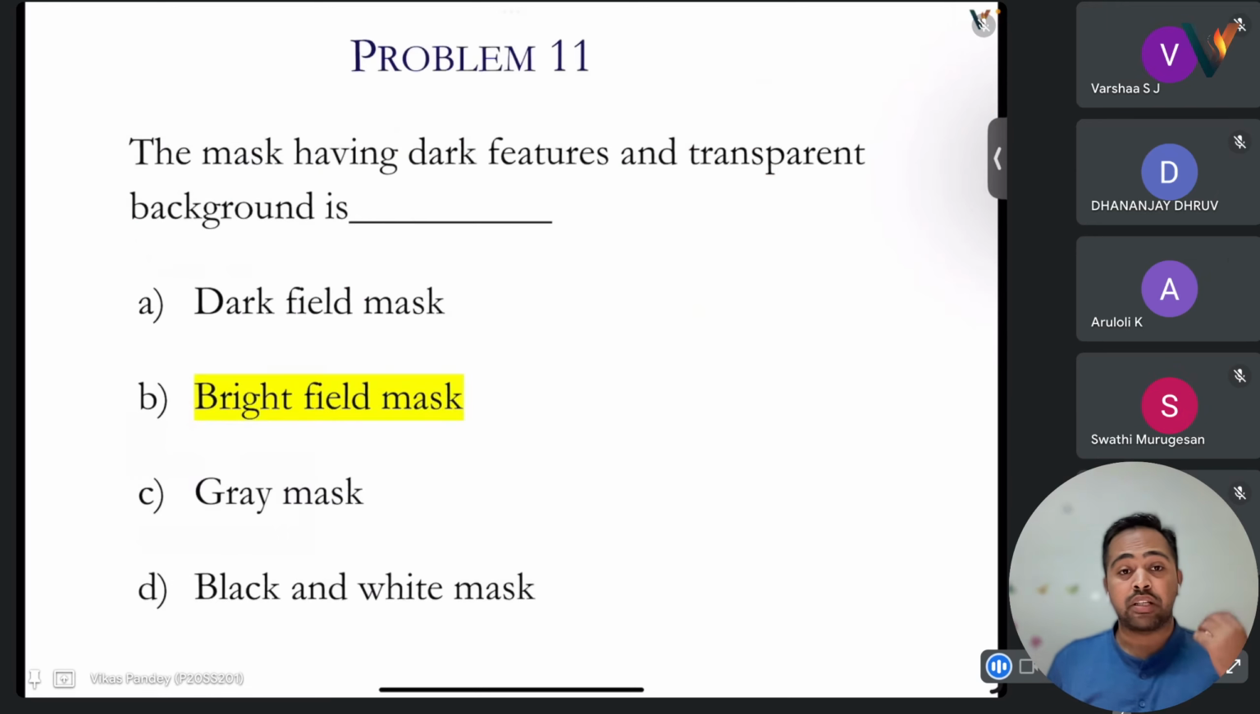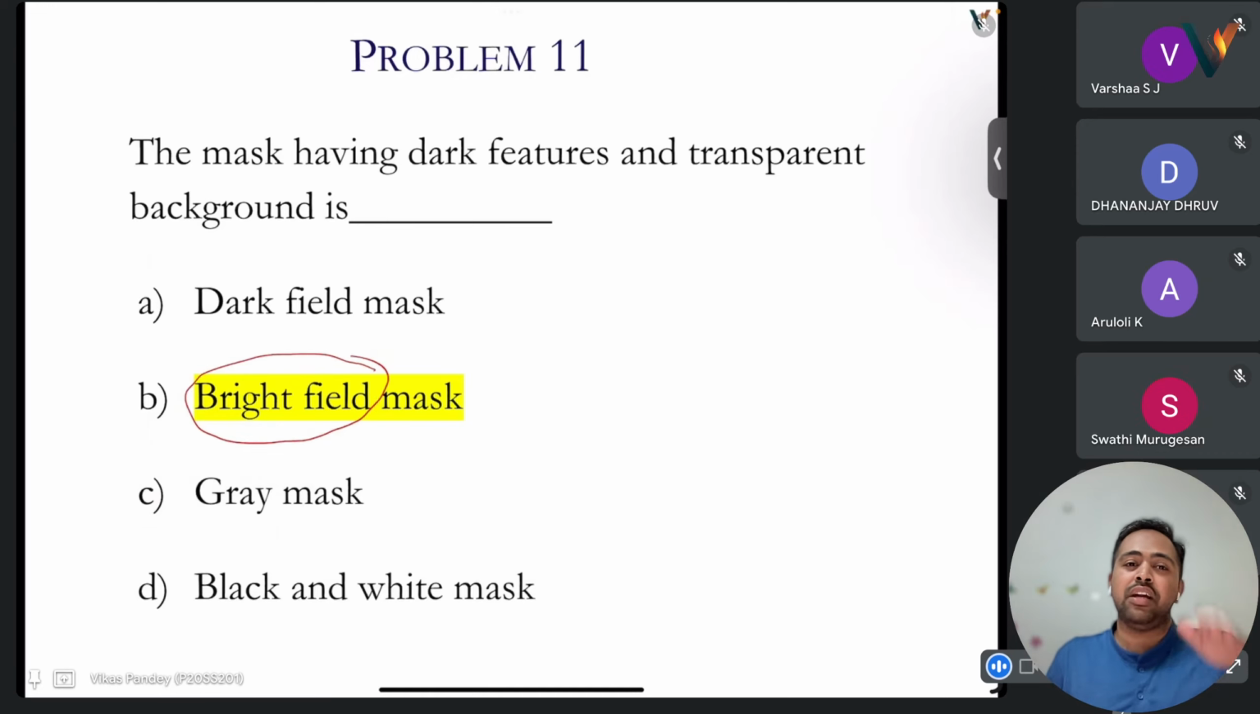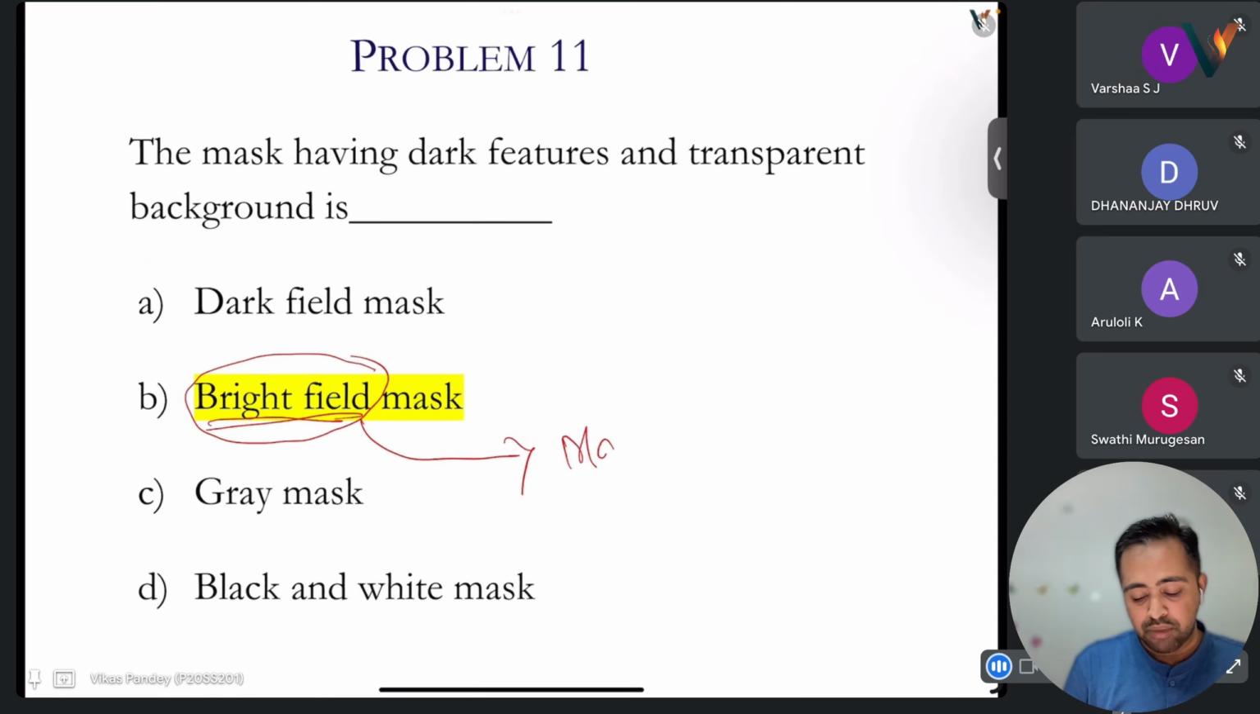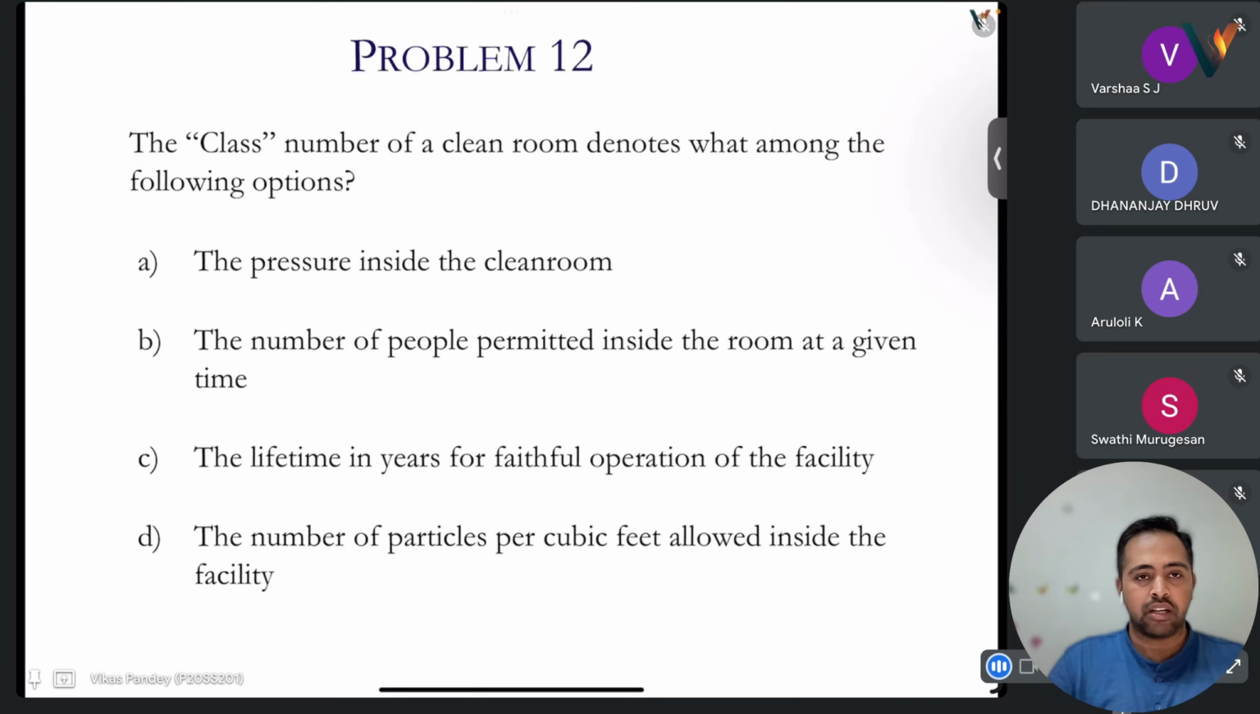So this is a bright field mask, and whenever we are talking about the field, though it looks a bit confusing, that we have the feature, the main thing is dark. It looks like it should be dark field, but whenever we are talking about field, we are talking about maximum area, the maximum area that is available. So if the features are dark, the maximum area will actually be bright. So it is a bright field mask. This terminology is a bit confusing, so just to make it clear.